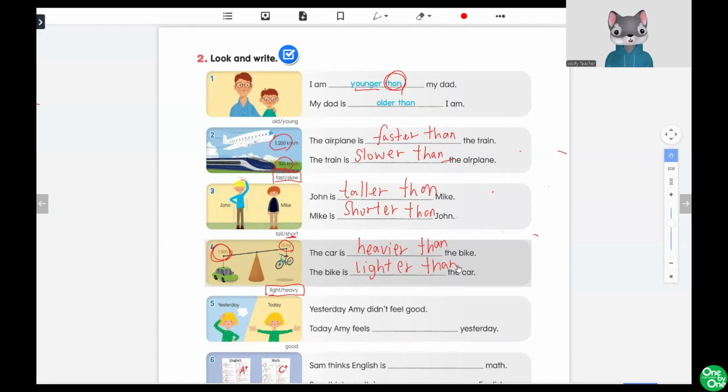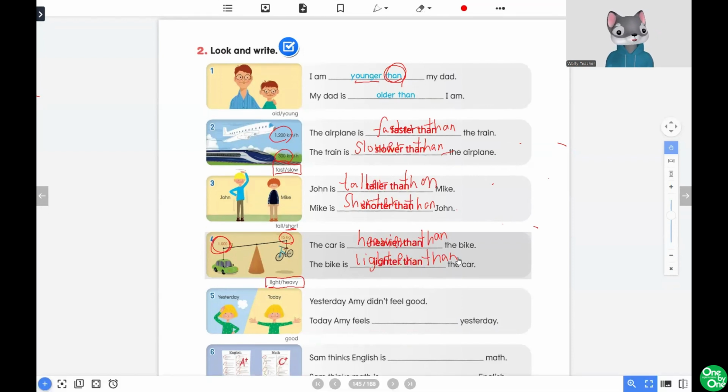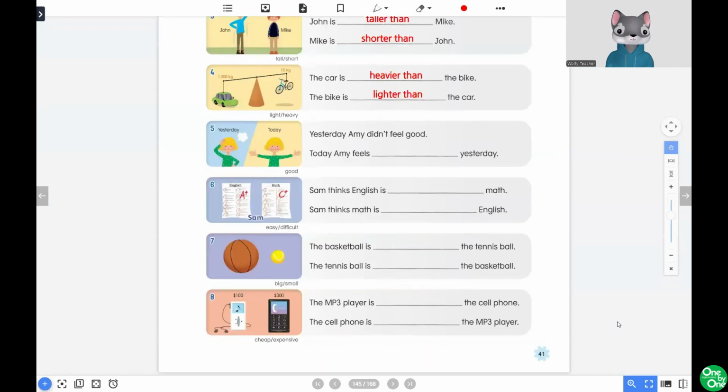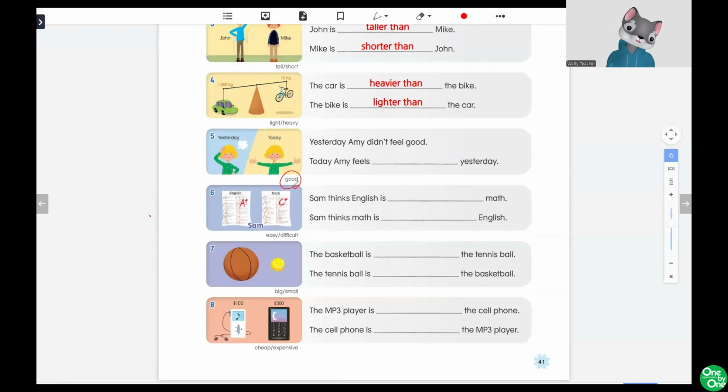Let's go to the next set of questions, shall we? So, the next set of questions, we have number 5. Look at this. Good. good는 아예 바뀐다 그랬지. better라는 단어로 우린 바뀐다 그랬었어. So yesterday Amy didn't feel good. 하지만 오늘은 느낌이 좋대. 그럼 뭐라고 얘기해야 되지? Today Amy feels better 쓰고 뒤에 than, of course.